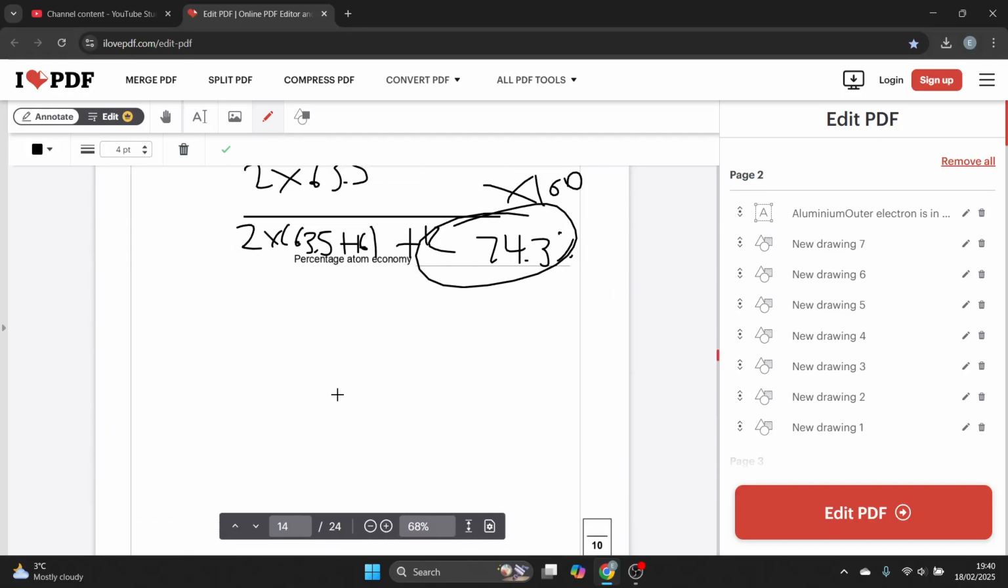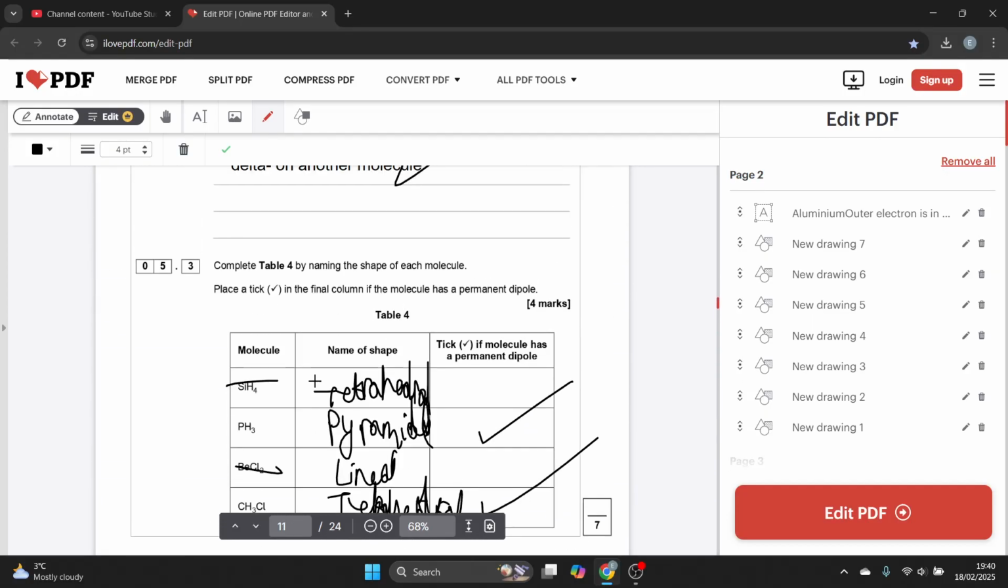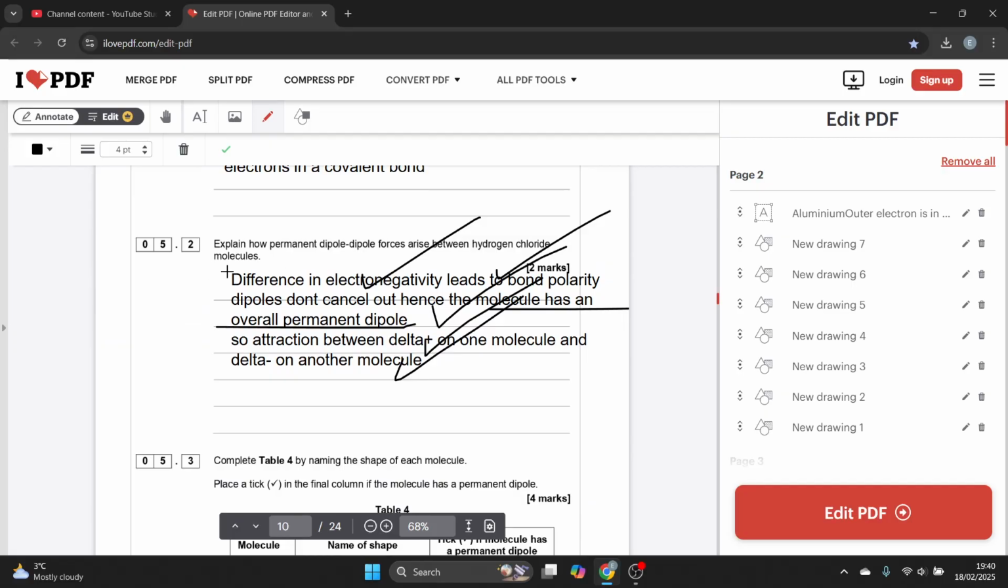I just want to go through again one question I went through already. This one: permanent dipoles have force between hydrogen chloride molecules. Difference in electronegativity leads to bond polarity. Dipoles don't cancel out, molecules are overall permanent dipoles. Attraction between delta positive on one molecule and delta negative on another molecule.